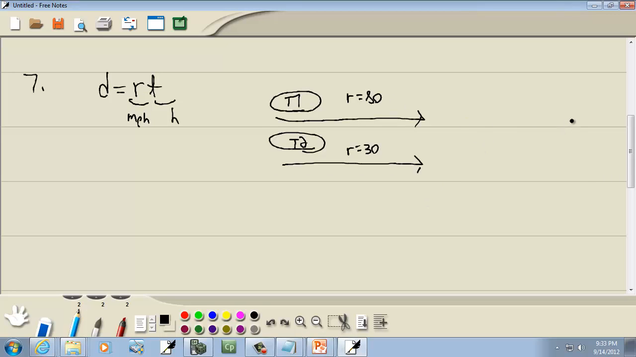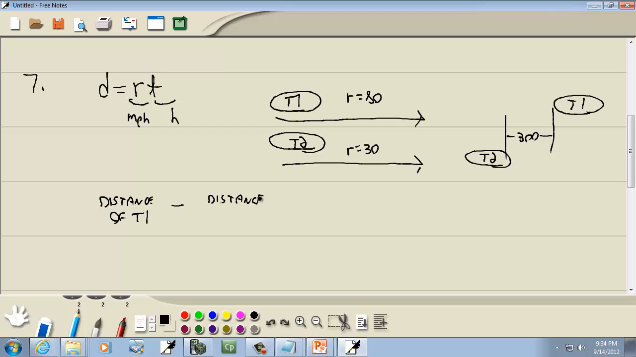Okay, so obviously this one's going faster. So what they're asking is, when is the distance between train 1 and train 2 300 miles apart. So that's what they're asking. This train's going forward, this one's a little slower, and when are they going to be 300 miles apart? Well, what they're asking is, when is the distance of T1 minus the distance of T2 going to equal 300.